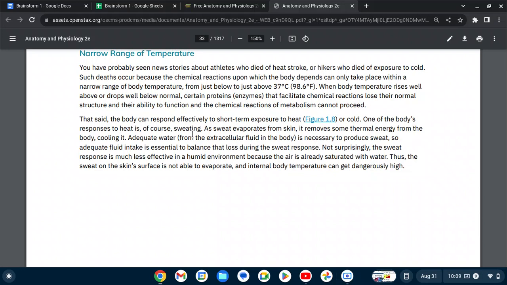That said, the body can respond effectively to short-term exposure to heat or cold. One of the body's responses to heat is sweating. As sweat evaporates from the skin, it removes some thermal energy from the body, cooling it. Adequate water is necessary to produce sweat, so adequate fluid intake is essential to balance that loss during the sweat response. Not surprisingly, the sweat response is much less effective in a humid environment because the air is already saturated with water. Thus, the sweat on the skin surface is not able to evaporate, and internal body temperature can get dangerously high.